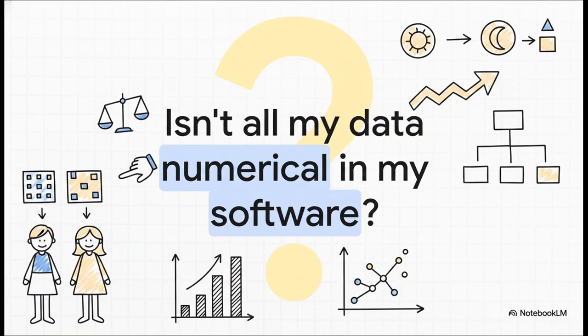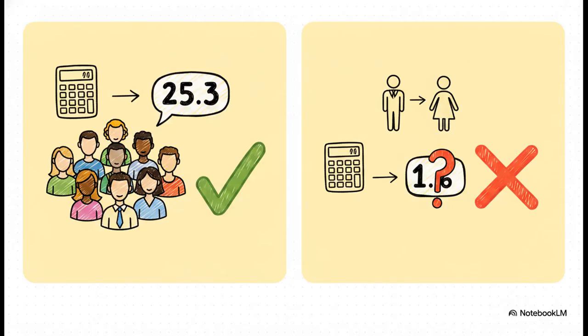A 1 might stand for male and a 2 for female, but you could have just as easily used 99 and 150. The numbers themselves don't mean anything. They're totally arbitrary. So here's the trick. Just ask yourself one simple question. Does taking the average or the mean make any sense?